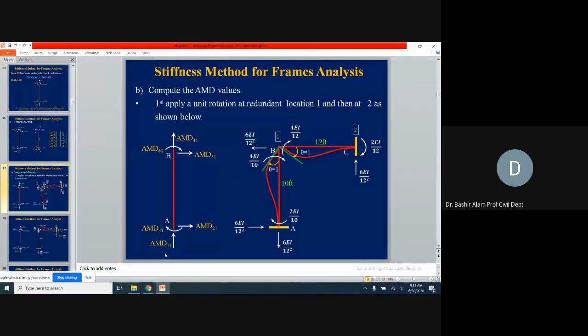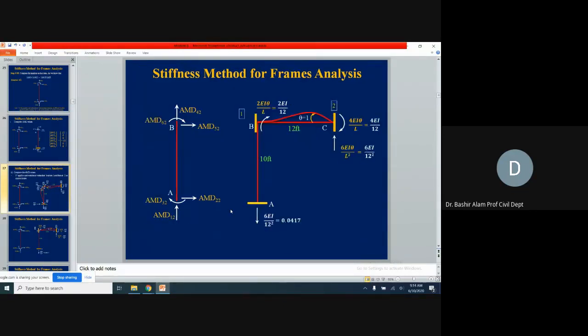So quickly now you write down AMD 1,1 is equal to minus 6EI over L square. AMD 2,1 is equal to, it is in the same direction, 6EI over L square. AMD 3,1 is equal to 2EI over L. AMD 4,1 will be equal to, here it is in the upward direction, the same one, 6EI over L square. AMD 5,1, here if you see it is 6EI over L square, and AMD 6,1, this moment 4EI over L. So this will give you the first column of the AMD matrix.